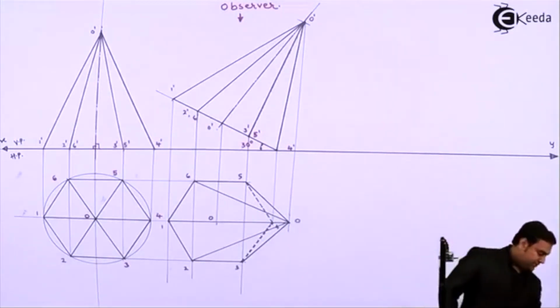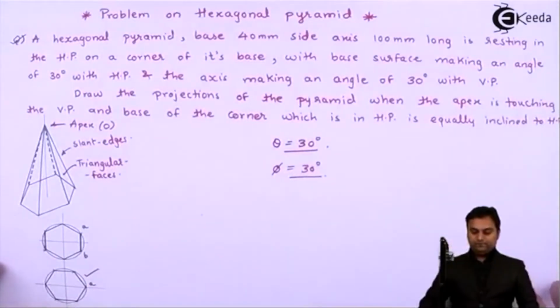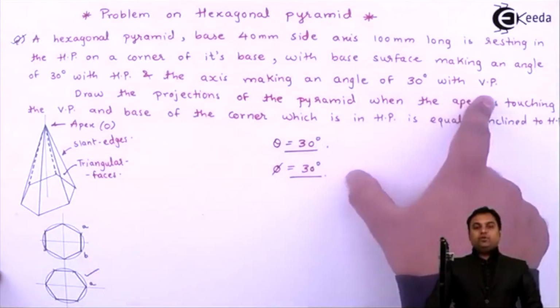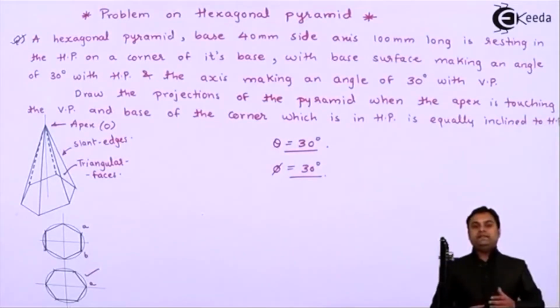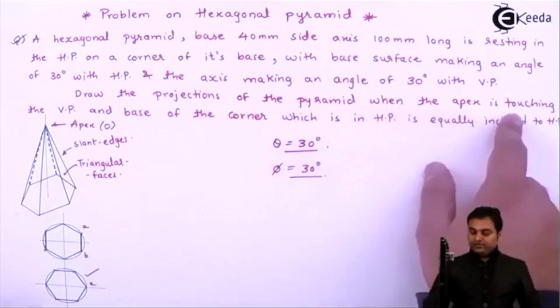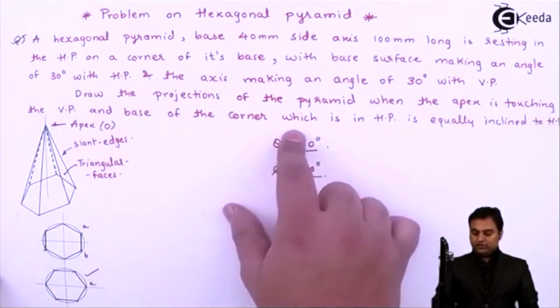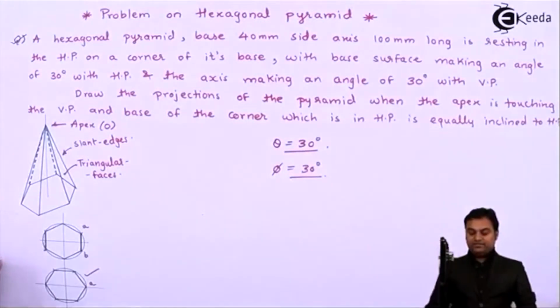Now I'll read the next condition. What is given here? The axis is making an angle of 30 degree with VP. So 30 degree with VP will be seen in HP. Draw the projections of the pyramid when the apex is touching the VP and the base corner, which is in HP, is equally inclined to HP. So that is another condition.